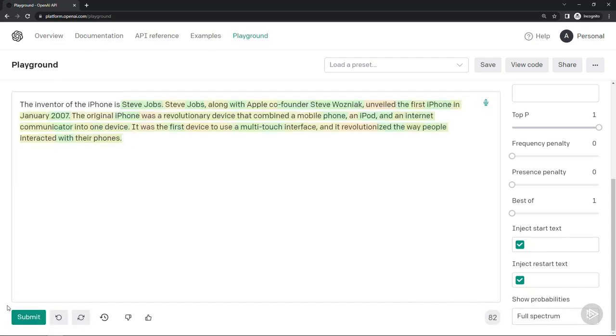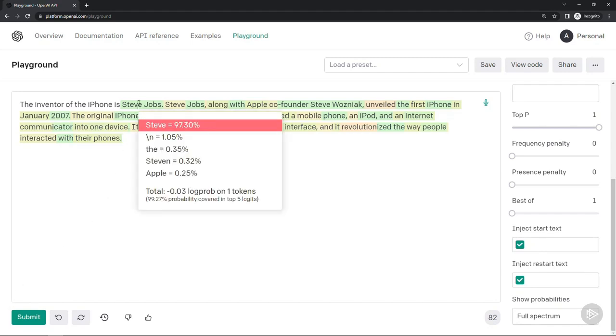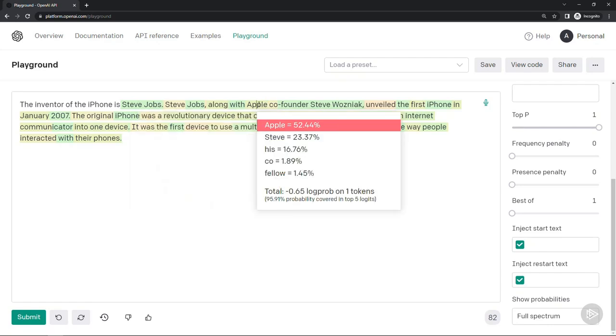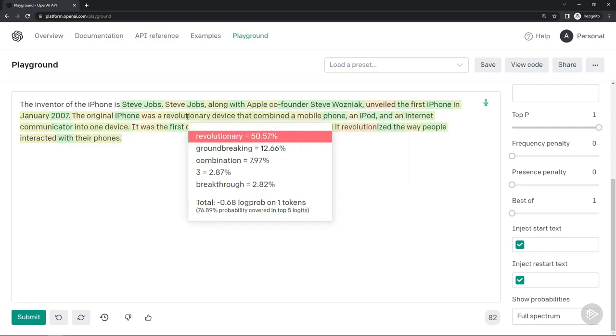So we're getting basically the same response, but now you can see that as you click on the different words here, it'll tell us the probability that it calculated for which word to place next. In this case, the word Steve won with 97.3%, and then some of the other words that were considered here, but obviously a much lower probability on those. We can look at some of these others here, like Apple, 52.44%, but it won, obviously. And you can look at some of the other words here as well. Just click on anything in the response and find out what that probability was. So it's just making predictions.